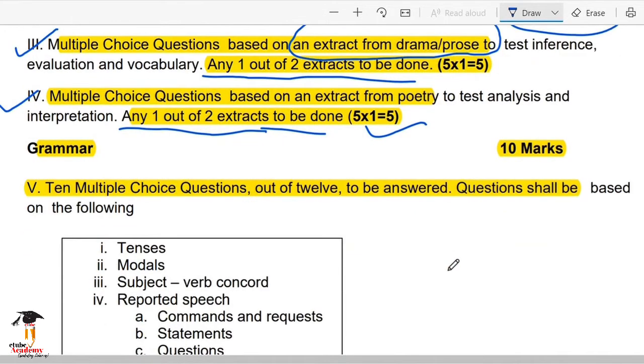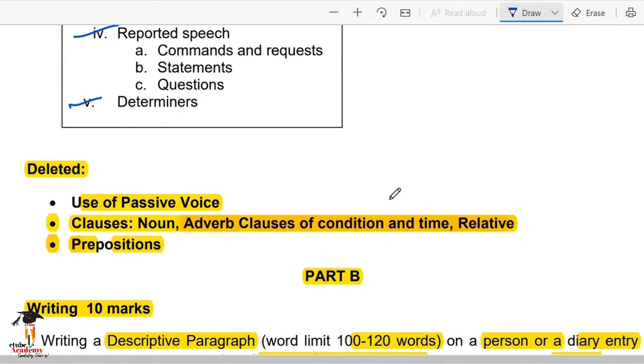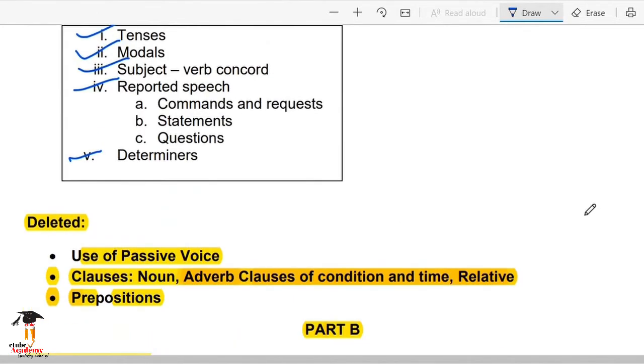Now let's talk about the next question in the same part, the grammar portion, which carries 10 marks. Let's see what has been included here: tenses, modals, subject-verb concord, reported speech, and determiners. Now let's talk about what has been deleted from the grammar portion. Remember, students, these things have been deleted from this session only. This instruction or letter is meant only for session 2020-21.